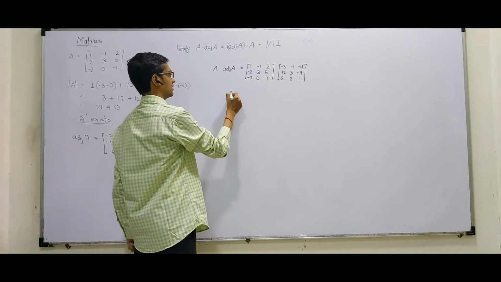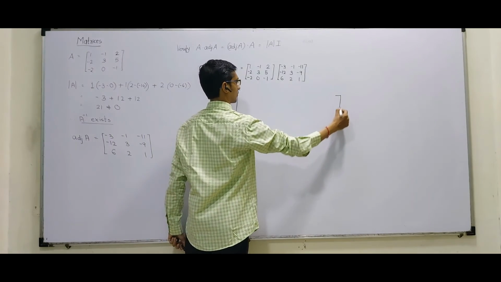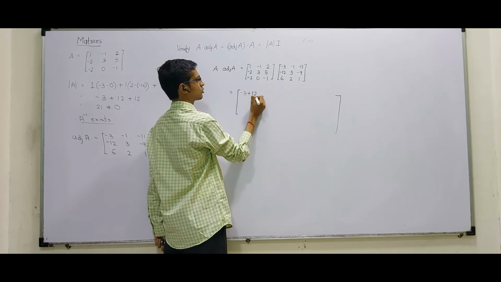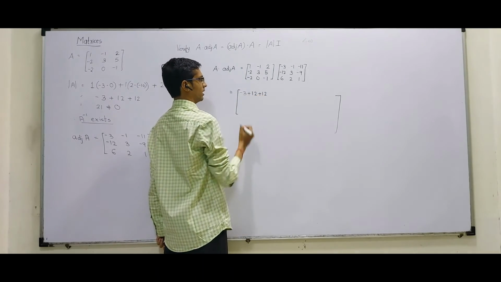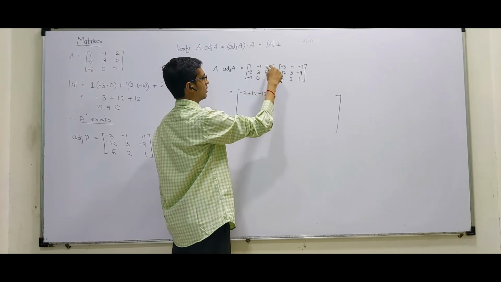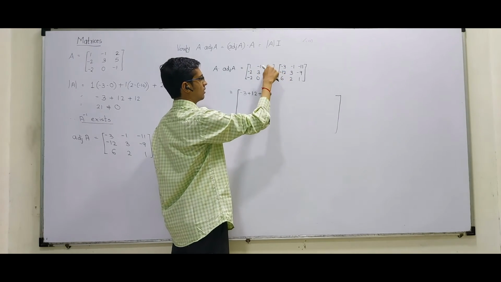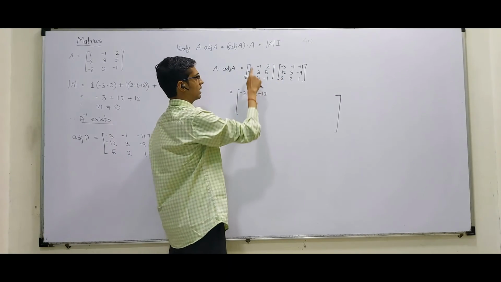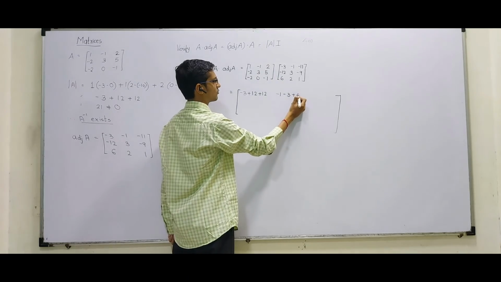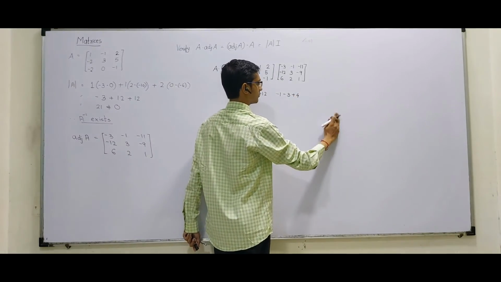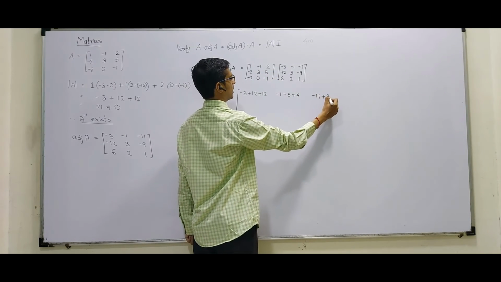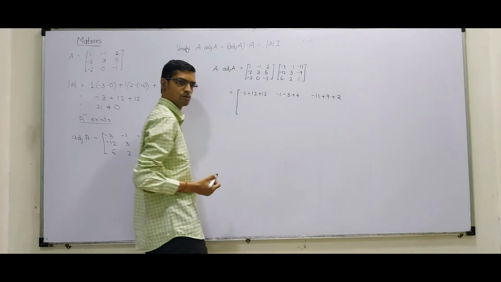So क्या आएगा? Let us see. -3 plus 12 plus 12. Then -1 -3 plus 4. Okay. Then -11 plus 9 plus 2.